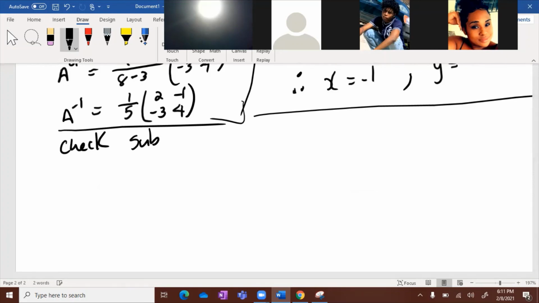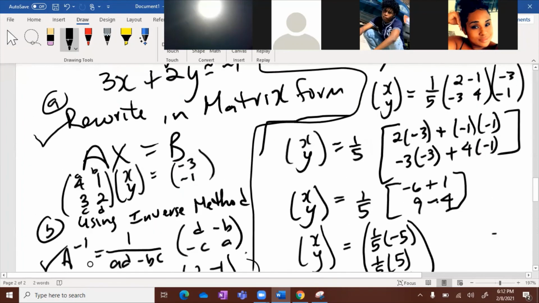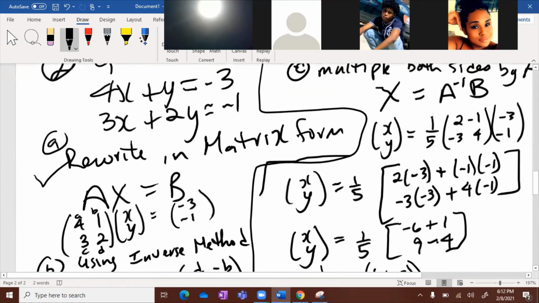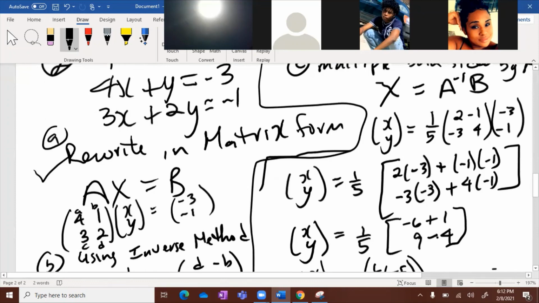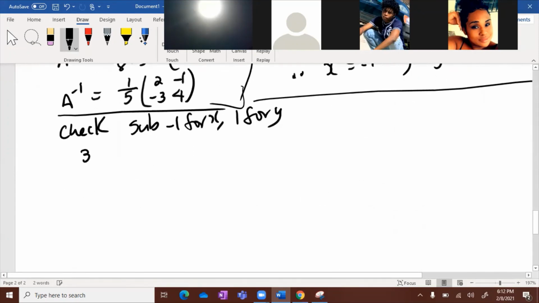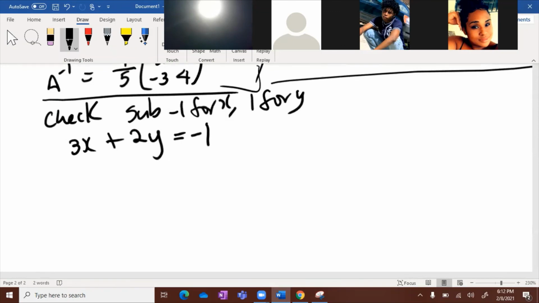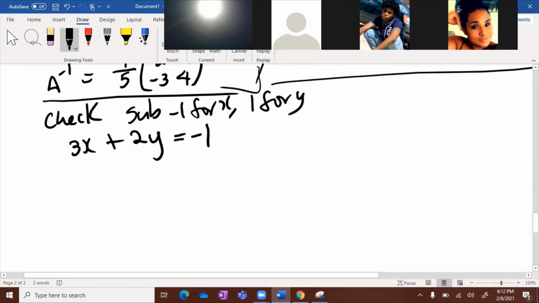But for the check we'll substitute -1 for X and 1 for Y. And let's choose one of the formulas. Last time we chose the one at the bottom. Let's choose the same one at the bottom because it has a lot of numbers, so maybe you get intimidated. So 3x plus 2y equals -1. Don't, because you see a lot of numbers, you get frightened.